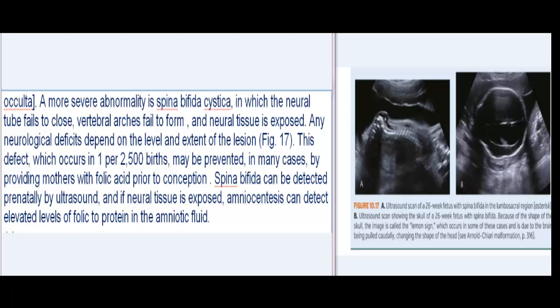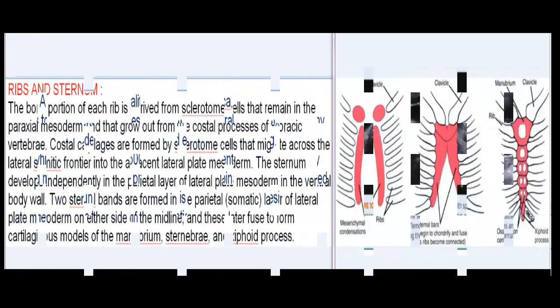This defect, which occurs in 1 per 2,500 births, may be prevented, in many cases, by providing mothers with folic acid prior to conception. Spina bifida can be detected prenatally by ultrasound, and if neural tissue is exposed, amniocentesis can detect elevated levels of alpha-fetoprotein in the amniotic fluid.